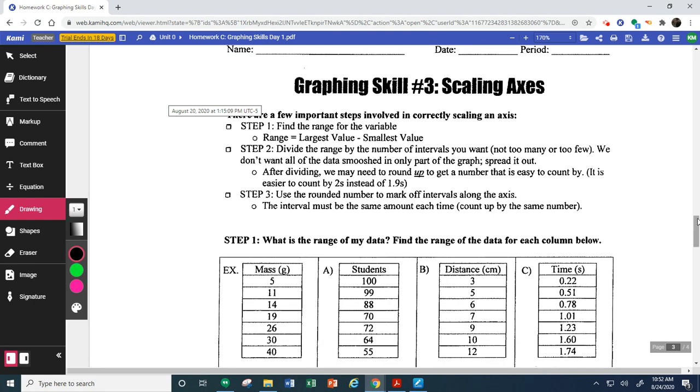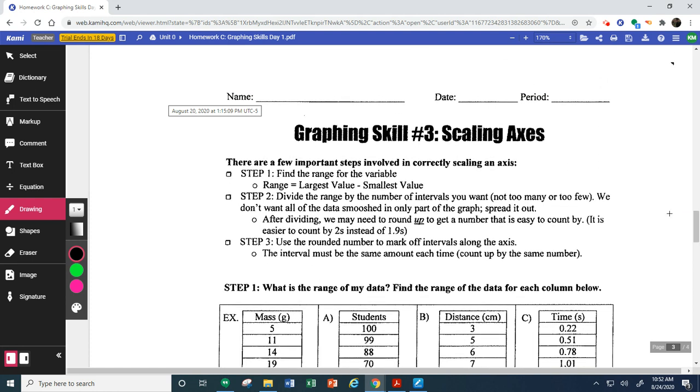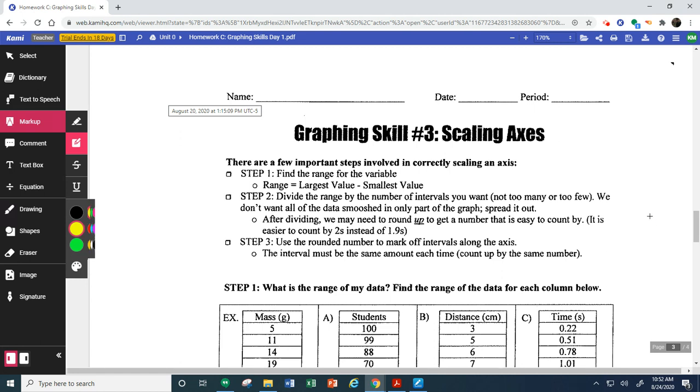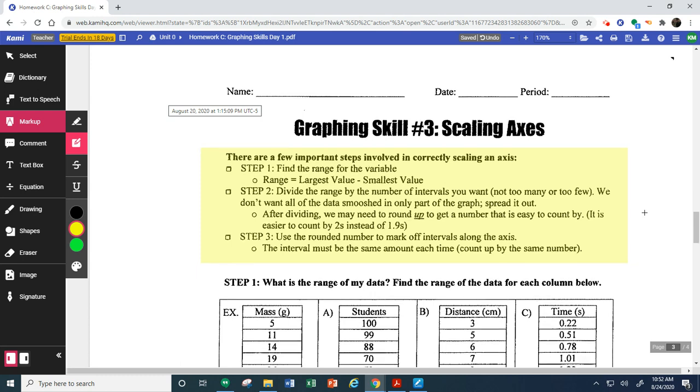So you always, again, want to know what you are going to go up by, so you can set up a graph that utilizes the space to the best ability. So there's kind of 3 steps. Just like the previous skill, up here are the 3 steps, and it breaks it down step by step on what to do. Again, I'm going to work through the example real quick to help you out.